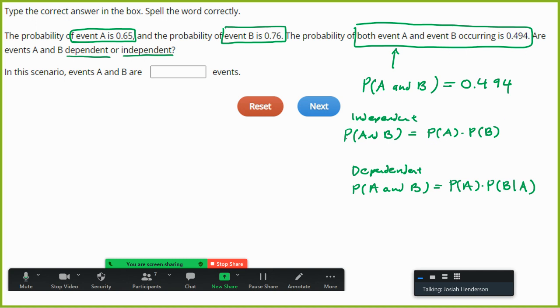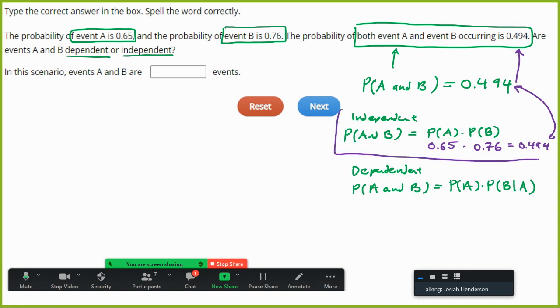So let me try that in the middle here. Event A is 0.65 times event B is 0.76. So what is that actual number? 0.65 times 0.76 is 0.494. And that is a match for what they're telling us in the problem right up here. So which case is that? That's independent. We didn't check the dependent.